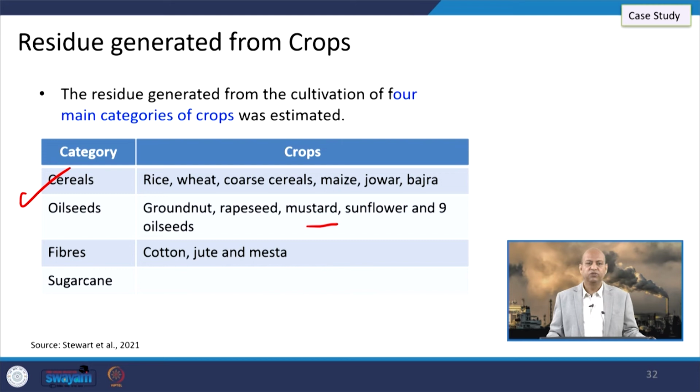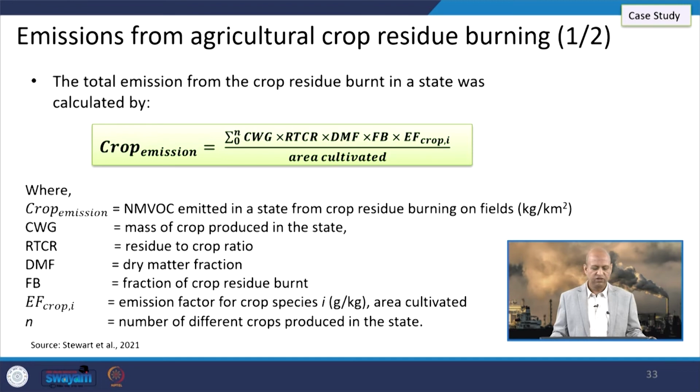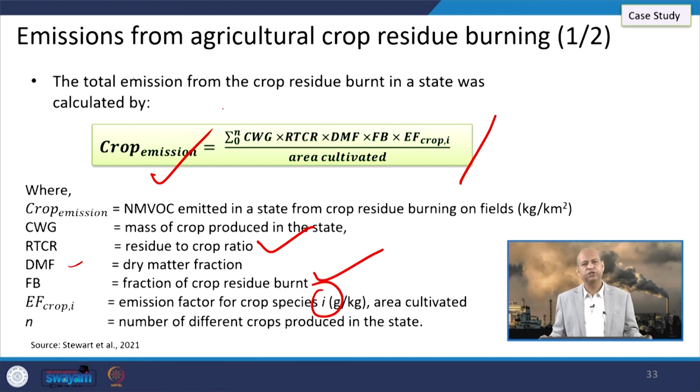These four kinds of crop related residues have been considered, and this is the basic equation which has been used, very simple. You can see here CWG is nothing but the mass of crop produced in the state. Then RTCR, residue to crop ratio, so that you can calculate how much residue will be there. Then dry matter fraction DMF is there, because all residue is not burnt, only dry is being burnt. Then the fraction of the crop residue burnt, because other portions can be used for other activities. Then the emission factor for the crop species, like wheat or rice or different crop species. So, you can apply this equation per area cultivated and you can have the emission of that particular crop, and then again you do a summation for all kinds of crops.